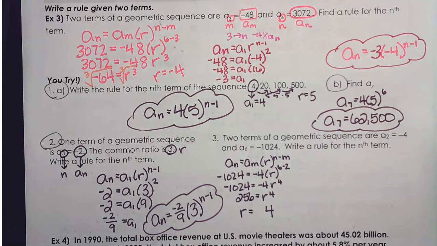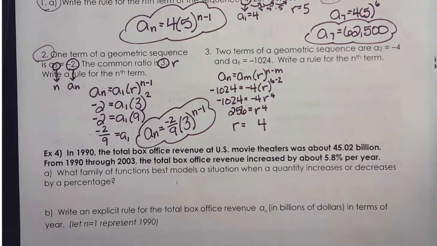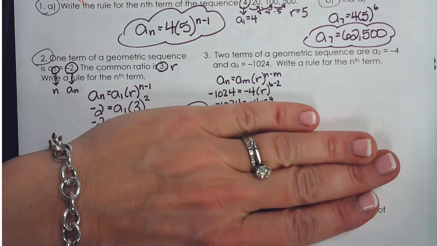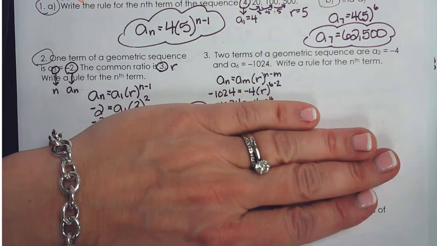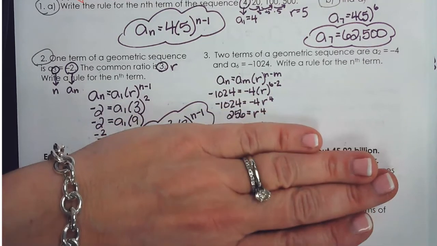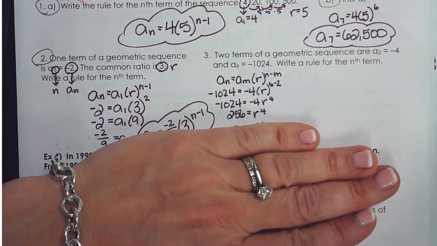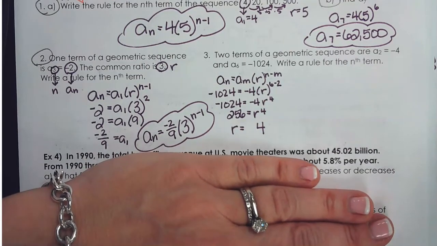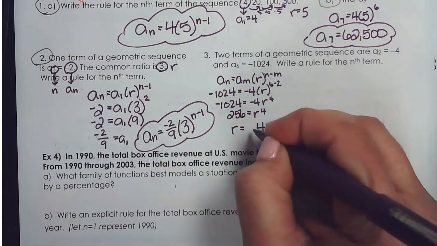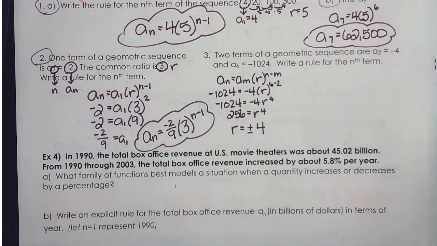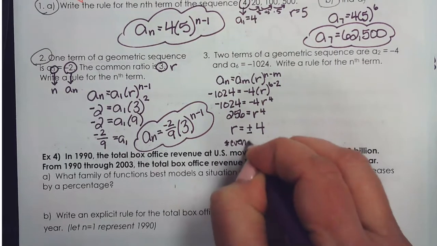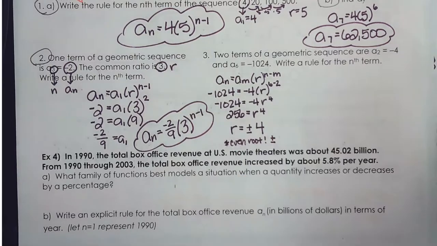All right, so here's almost what I ended up with. Let's just look at the setup. I had 1024 equals negative 4 times r to the 6 minus 2. I simplified that to 4. I divided, and then I have to take the 4th root. And the 4th root of 256 is 4. But what else is it? There are 2 r values that are possible. Isn't this an even root? Because that was an even root that we were taking, we have to have a plus or minus.